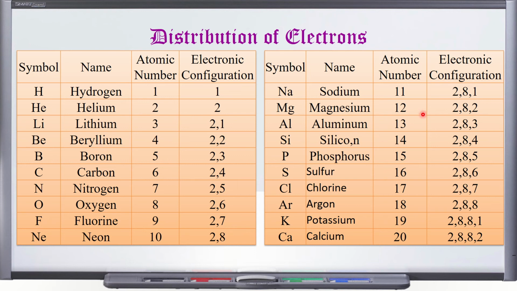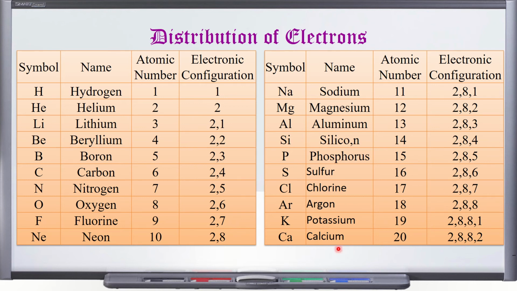In this way, for magnesium, the last 2 electrons will go to the third shell. So its electronic configuration will be 2, 8, 2. Aluminium will be 2, 8, 3. Silicon will be 2, 8, 4. Phosphorus will be 2, 8, 5. Sulfur, 2, 8, 6. Chlorine, 2, 8, 7. Argon, 2, 8, 8, in this way.